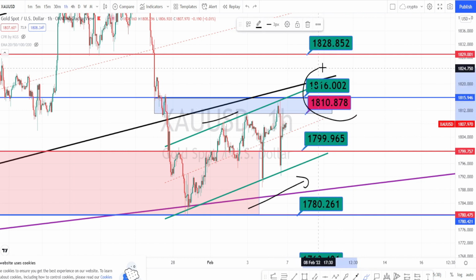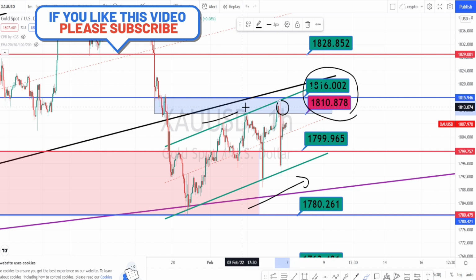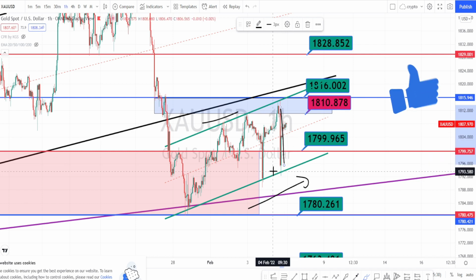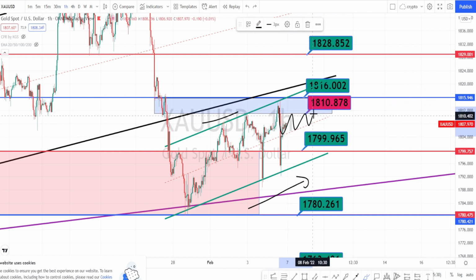So this resistance area between 1810 and 1816 will be acting as a very strong resistance for the current price action. Every time it tests these levels, you can notice that it has bounced back, and on the downside also you can notice that it has not retraced that much. So we can expect the price action to consolidate within these ranges. As long as this resistance level is holding, we cannot expect the bullish trend to start.